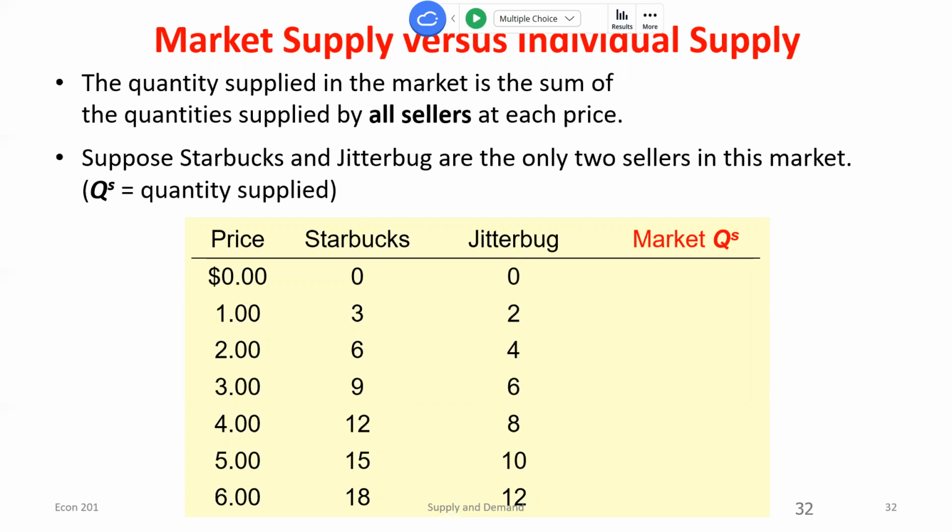If the price of an orange mocha frappuccino is $0, nobody's going to want to supply it, right? But if I increase the price to 1, now each of these companies is willing to supply a couple to the market. I just add up, at each one of these prices, how much each company would supply in order to get my market supply. I don't think that's too crazy, right? Just to get market supply, we look at every single price and add up the quantity supplied from all of our companies. In this case, we only have two, so it's pretty easy. Any questions for you?